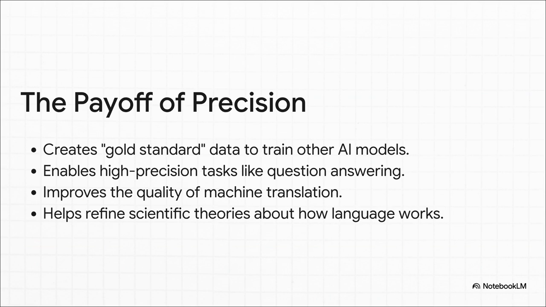And the payoff for all this precision is enormous. It lets us create gold standard data to train all those other big AI models. It enables high-stakes applications like question answering systems where being close enough just doesn't cut it. It improves machine translation, and it even helps us, as humans, refine our own scientific theories about how language works. It's really the bedrock that smarter AI is built on.